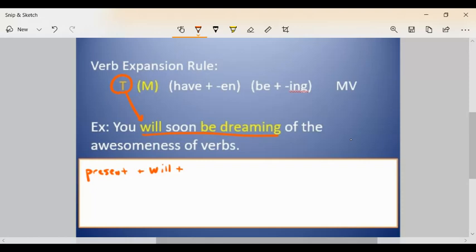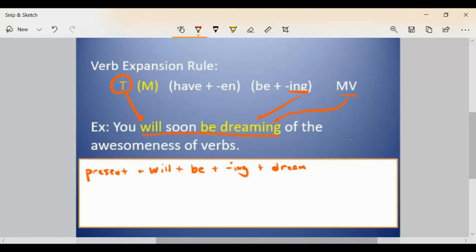Moving on down my line, here's the word be and ing. I'm looking for something that ends in ing, and it's there. There's dreaming. So it doesn't matter where that ing is. If there's an ing in the verb string, I get to add in be plus ing. So I'm going to add in be plus ing. Lastly is my main verb, which is the last word, dream rather. So I'm going to put dream in its base form.